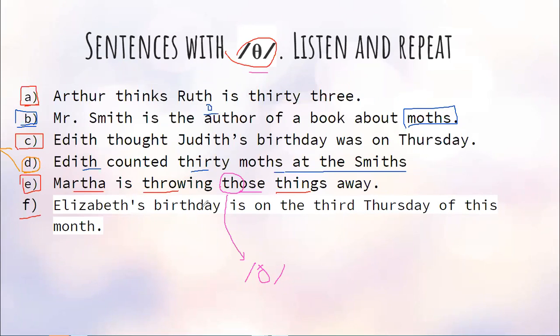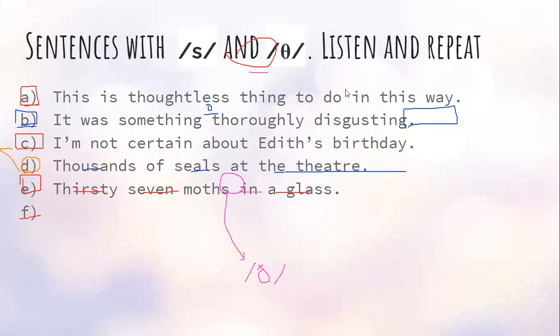Elizabeth's birthday is on the third Thursday of this month. Again. Elizabeth's birthday is on the third Thursday of this month. Good. Cool. Now, the two of them combined. And Mr. Diego Romero, get ready.